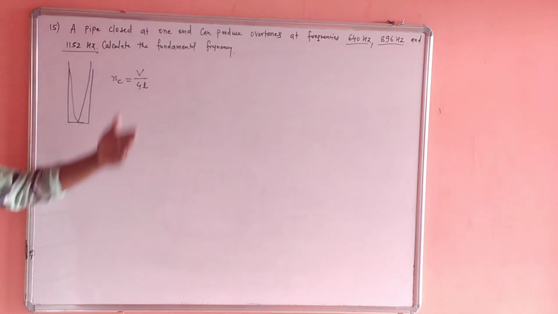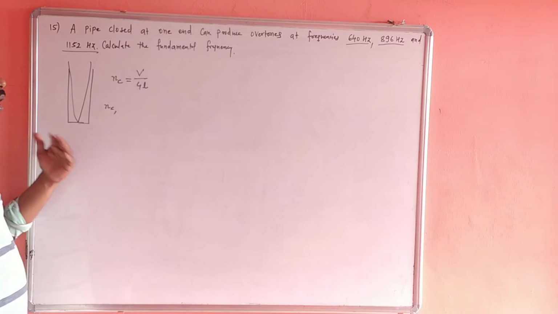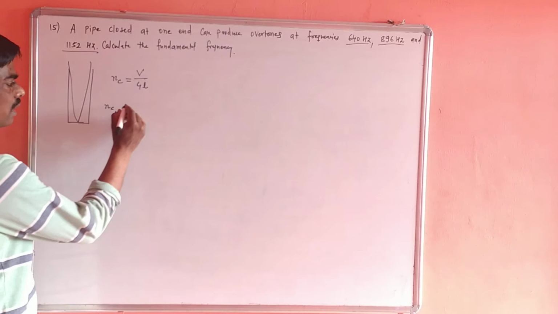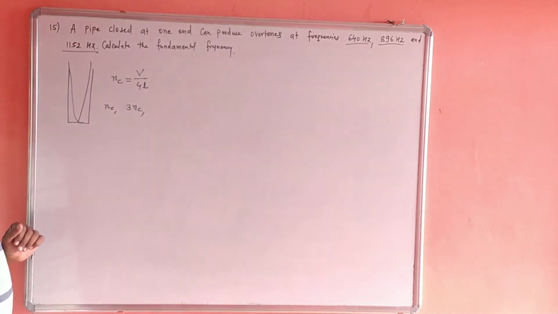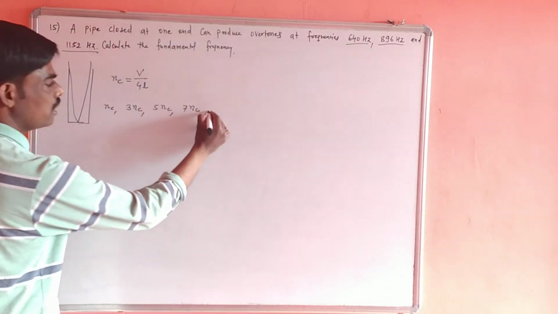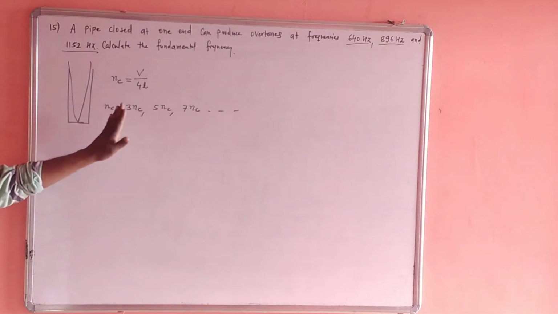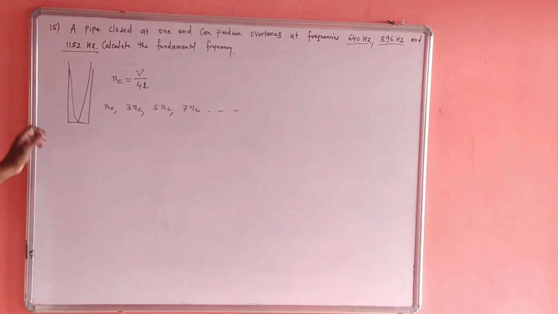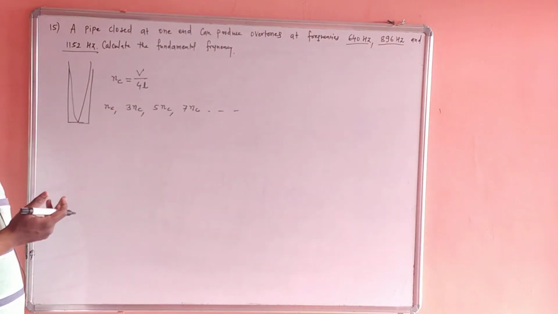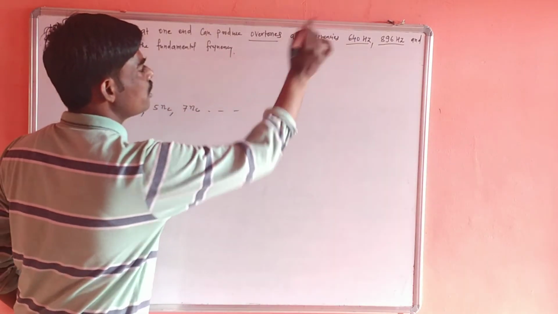As we move towards other modes of vibration, we know that only odd harmonics are present in the vibration of closed pipe. That means first frequency is NC, then we get 3 times NC, then 5 times NC, 7 times NC, and so on. Only odd multiples of the fundamental frequency are present in closed pipe, and the frequencies which are actually present in the vibration are called overtones. So in the problem, overtones are given to you.